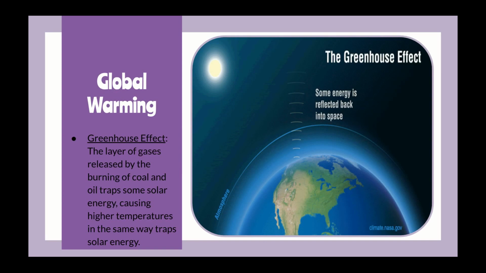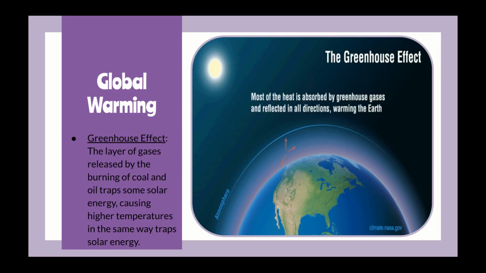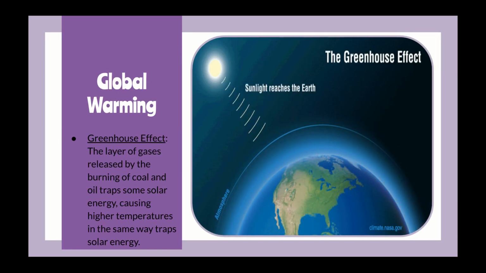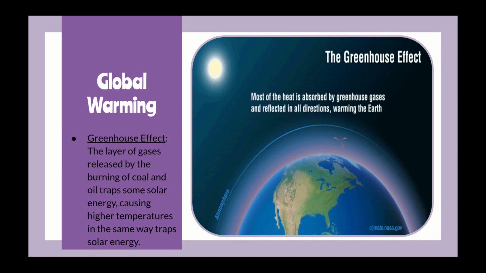So basically, the sun normally sends its solar rays to Earth. Some are absorbed, but usually most are released back into space. Because of our burning of fossil fuels and oils and coal, it creates kind of this trap for the sun's rays to stay in. So even though our planet normally gets heated by the sun, we are overheating it ourselves.